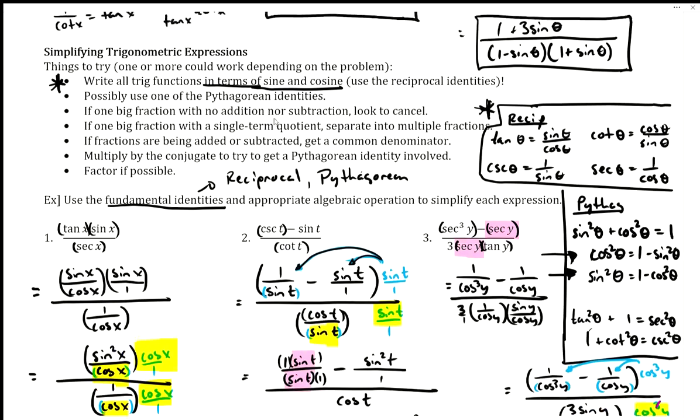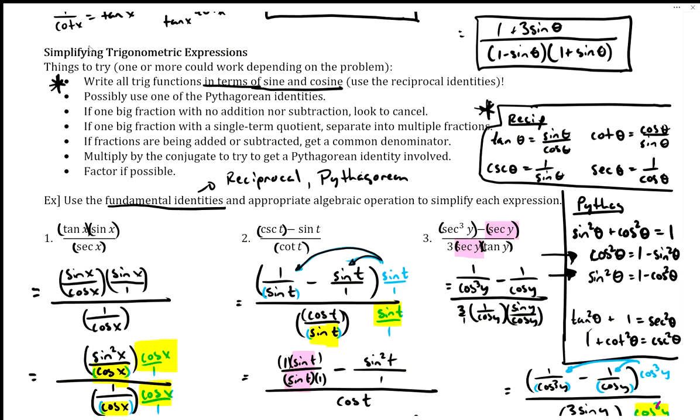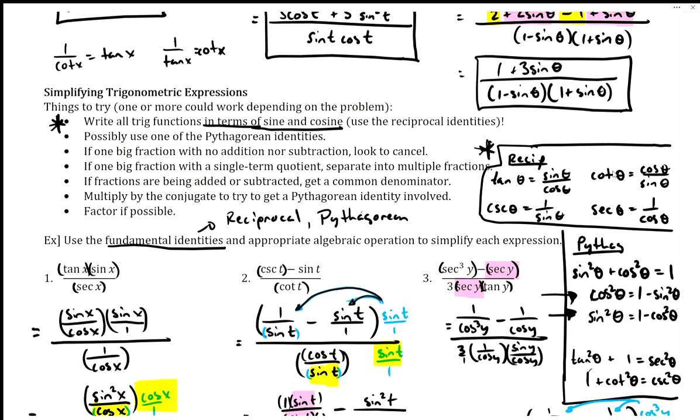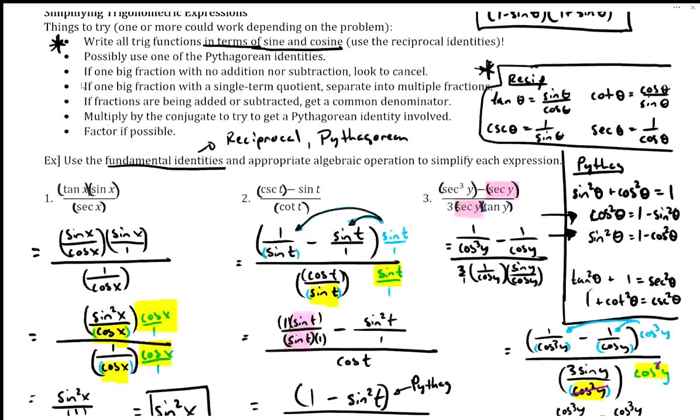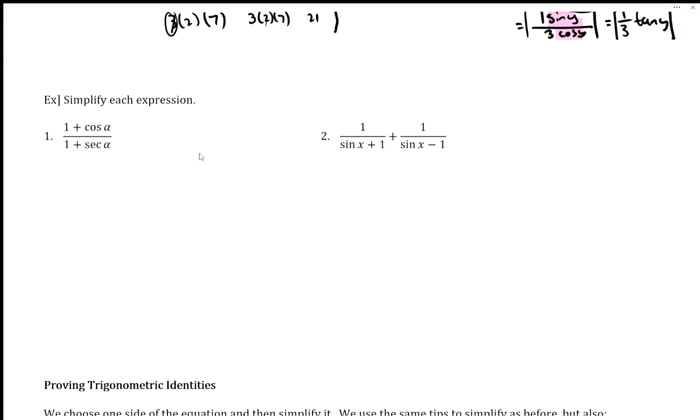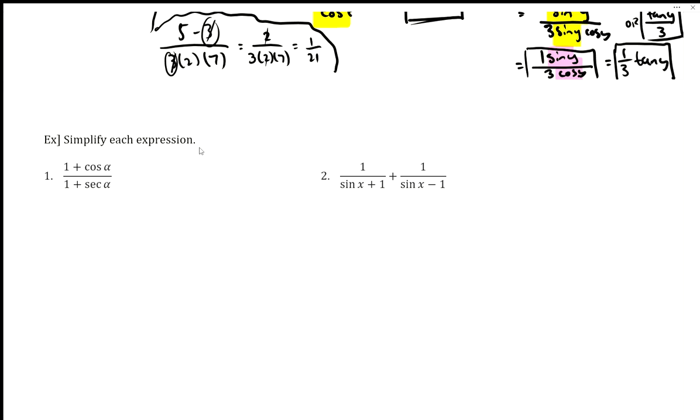Our main thing is to write all of our trig functions in terms of sines and cosines, which is the reciprocal identities, and then try to look for a Pythagorean identity to help out in certain cases. And then still just try your best. We have lots of little tips here, but I would say try your best. There's lots of ways to do these problems, so let's break these down. Simplify each expression.